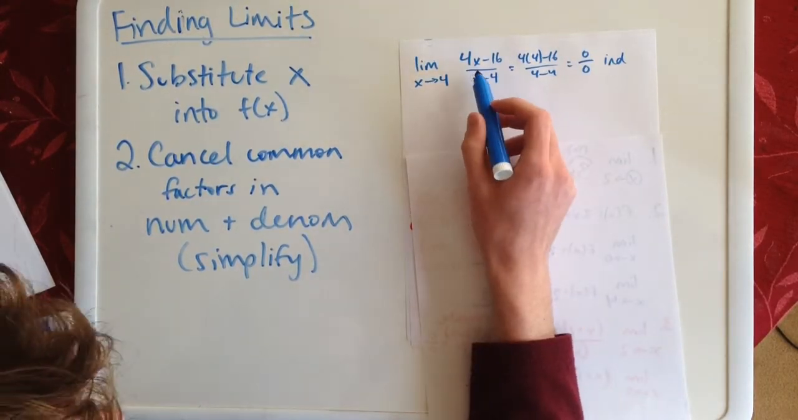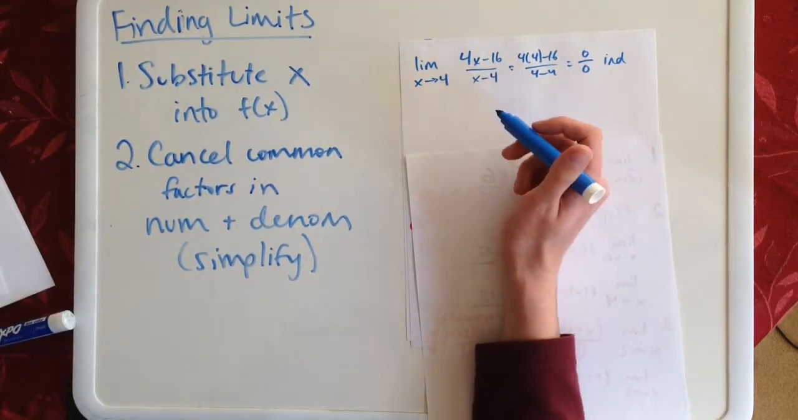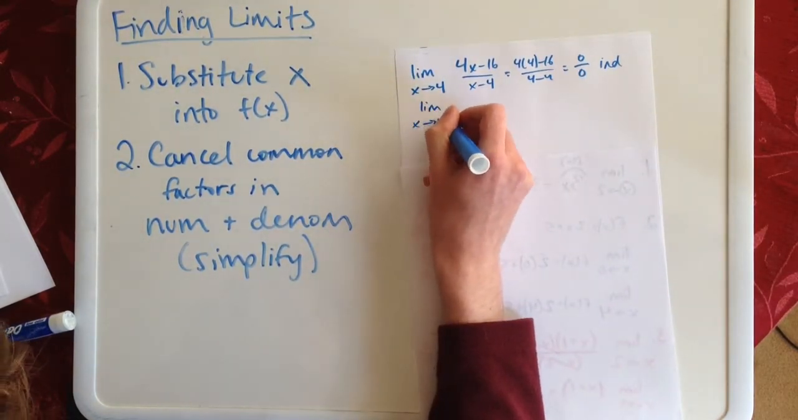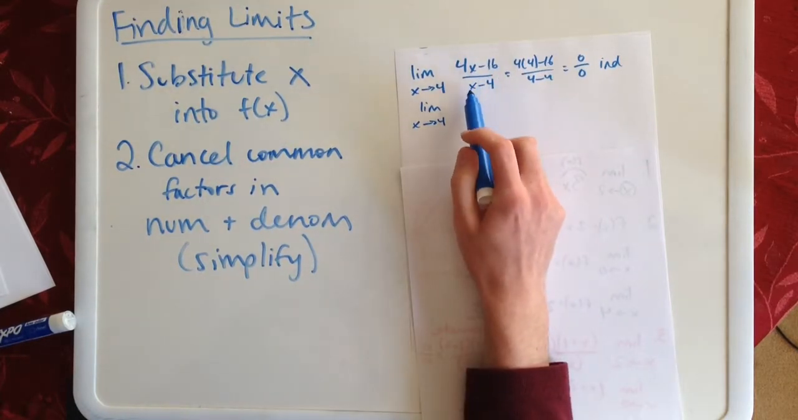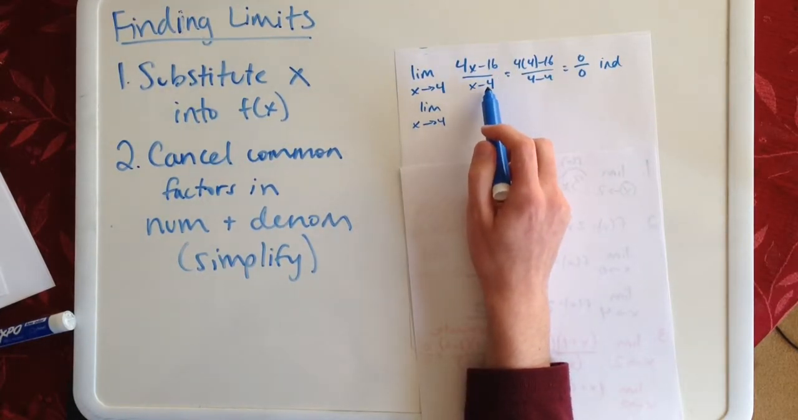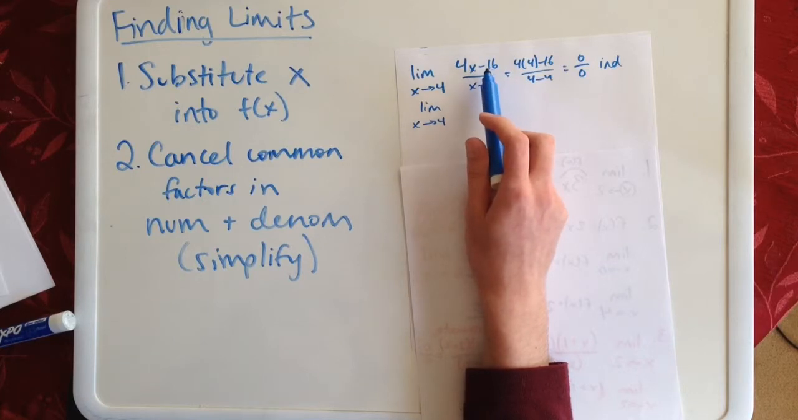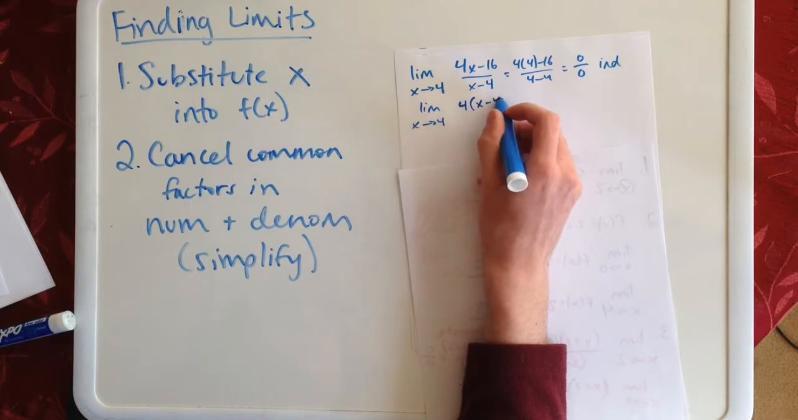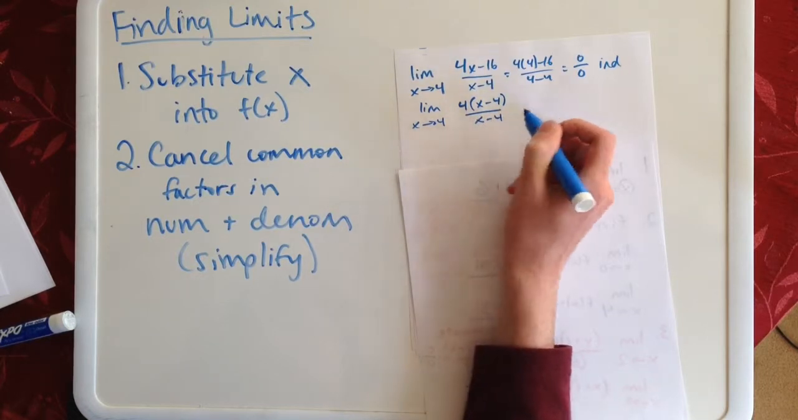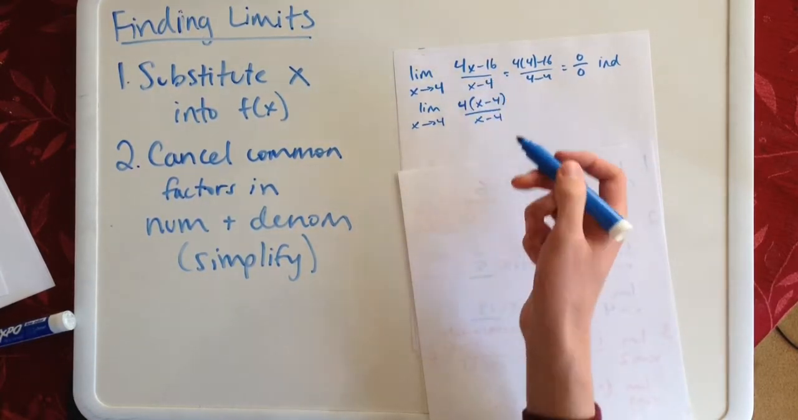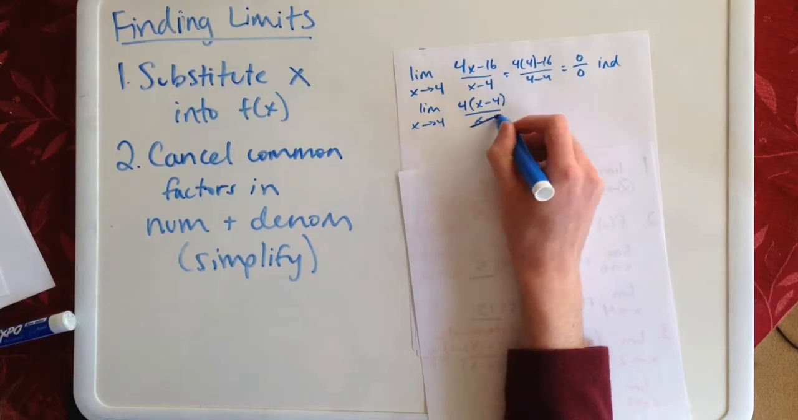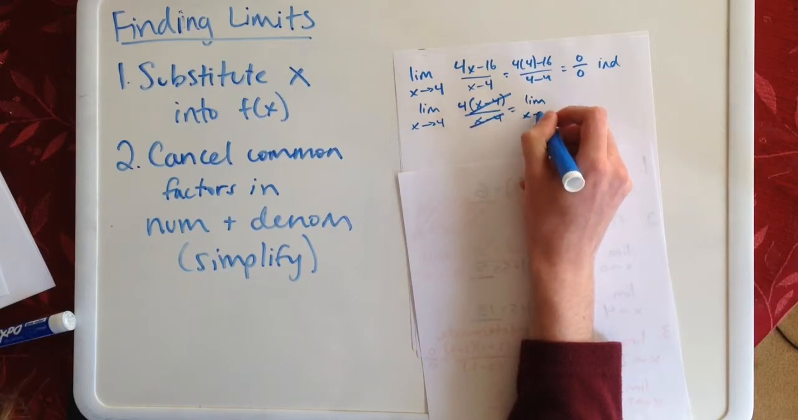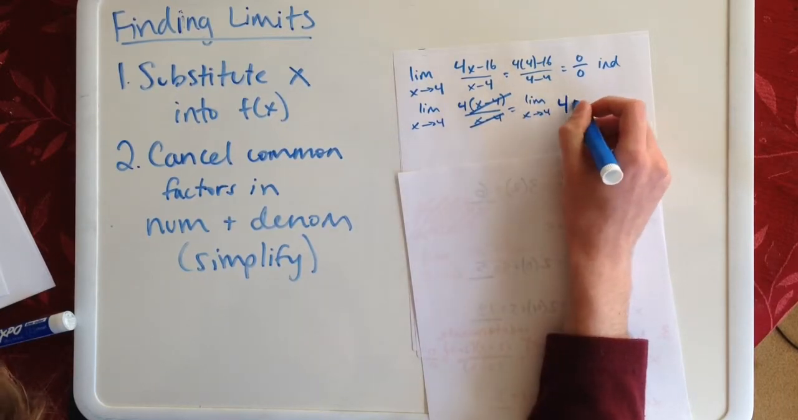So here it's not factored out already. We're going to have to factor it ourselves. So I'm going to write a new line, the limit as x approaches 4. And then the denominator is already completely factored. But the numerator isn't. It looks like we can factor out a 4 there. So 4 times x minus 4 divided by x minus 4. That's the equivalent of the previous statement. And look at that, we can cancel the x minus 4's. So that means I can simplify this to the limit as x approaches 4 of 4.